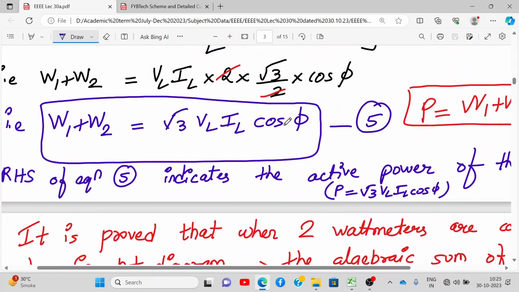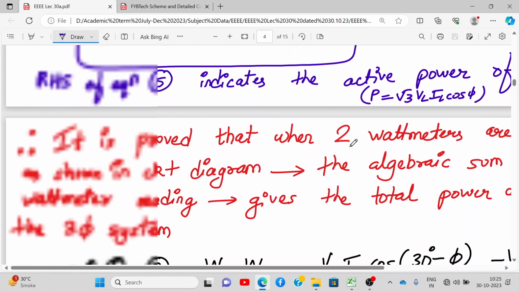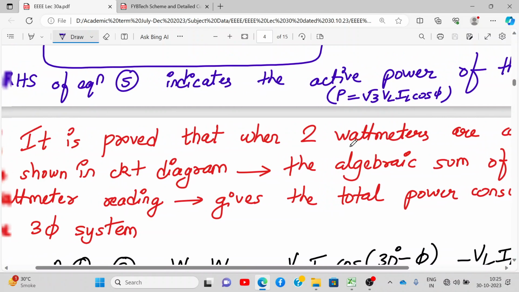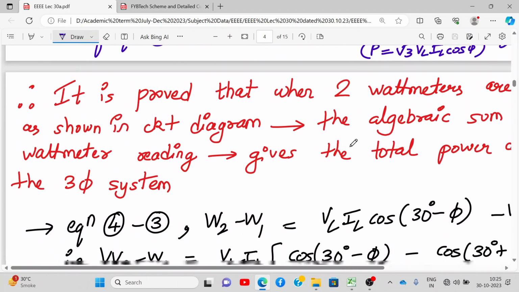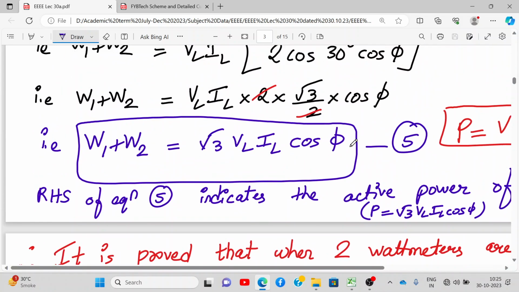Now remember, in this equation number 5, the right hand side is the active power in a three-phase system, right? Yes or no? Root 3 VLIL cos phi is active power, no? There are 3 types of power: active, reactive and apparent. So this is the active power. Therefore it is proved that when 2 wattmeters are connected as shown in the circuit diagram, the algebraic sum of the two wattmeter readings gives the total power consumed in a three-phase system. Do you get it? Meaning the active power is root 3 VL IL cos phi.